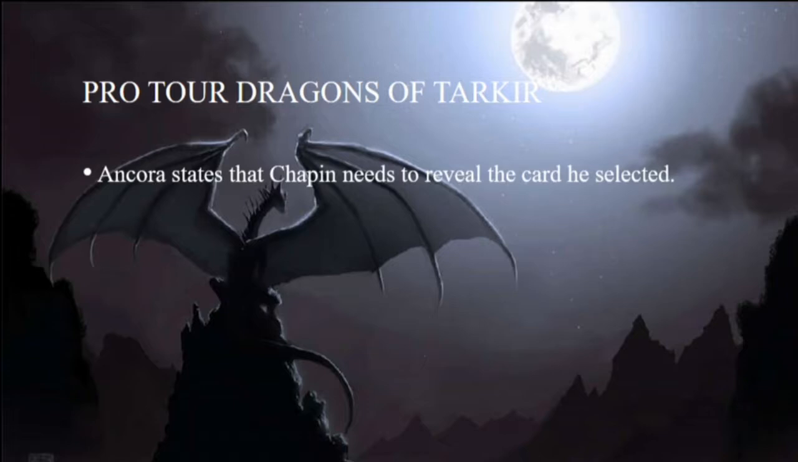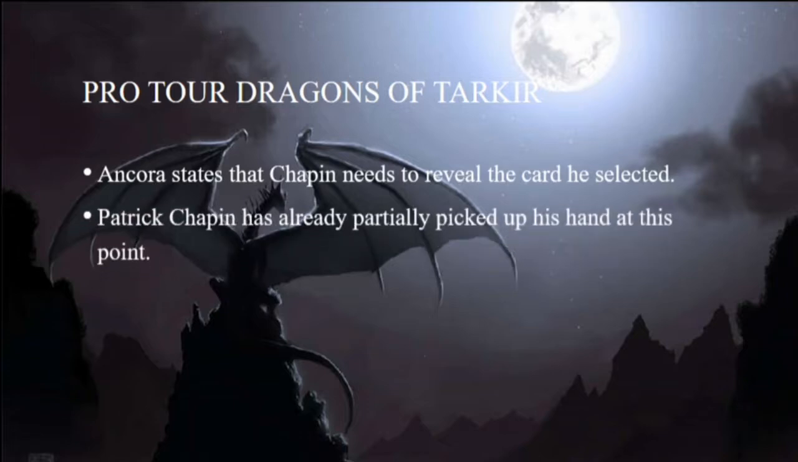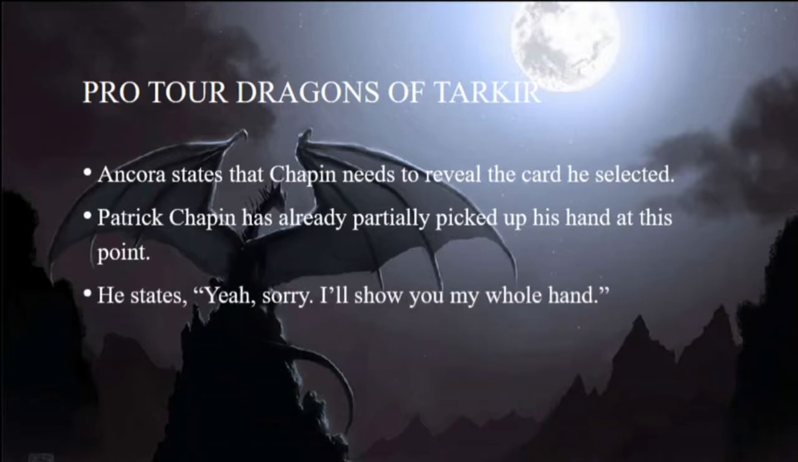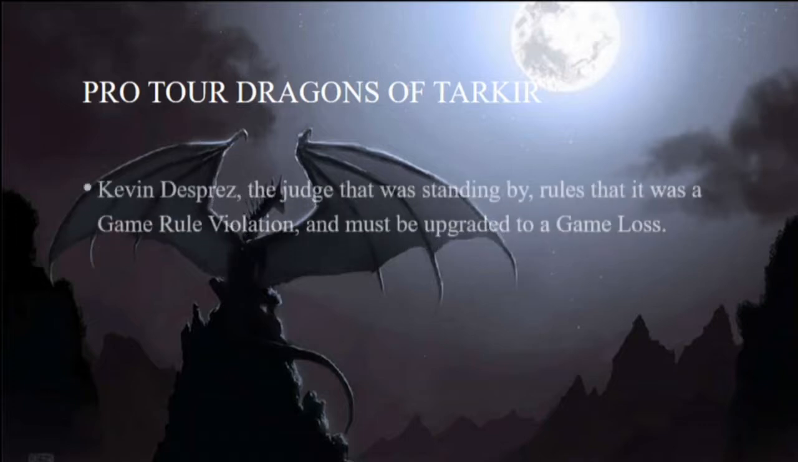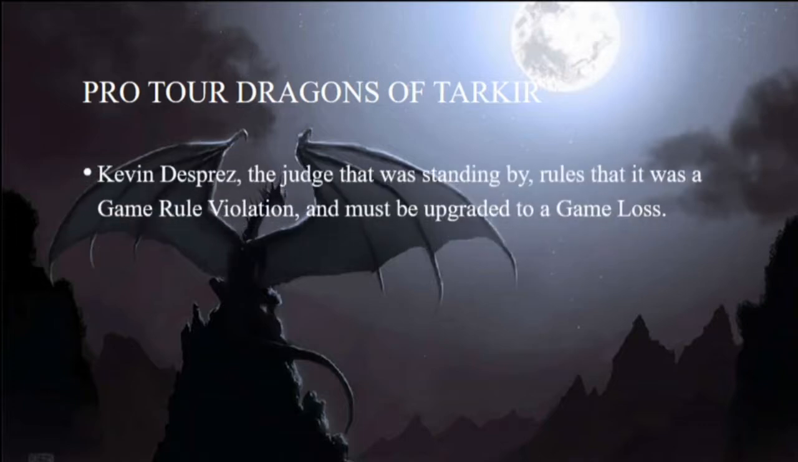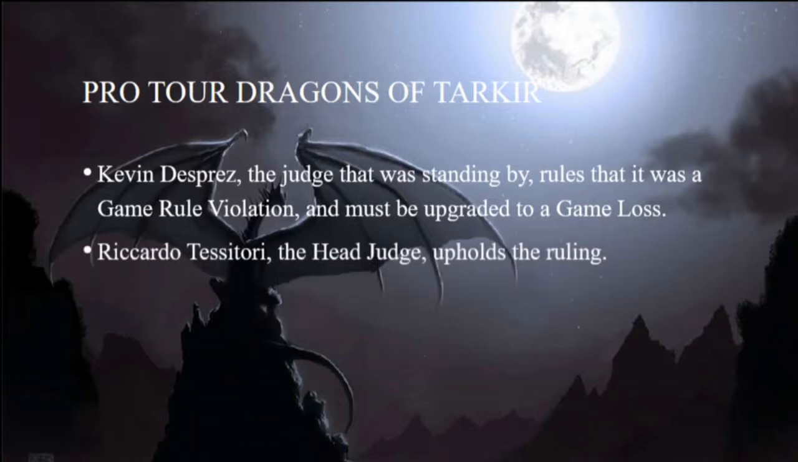And Cora correctly states that Patrick Chapin needed to reveal the card. He does say, I will show you my whole hand. However, Kevin Dupree, the judge that was standing by, ruled that it was a game rule violation and had to be upgraded to a game loss. Riccardo Tessitore, the head judge at the time, upholds the ruling.